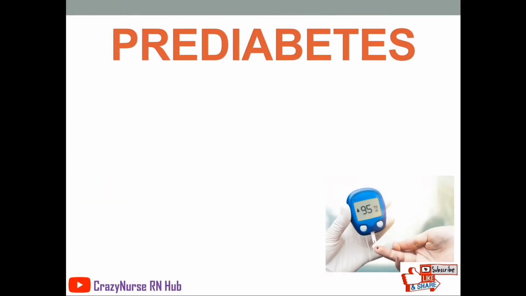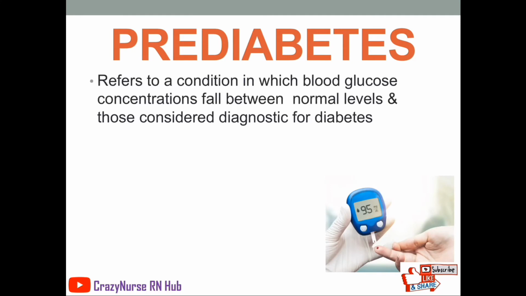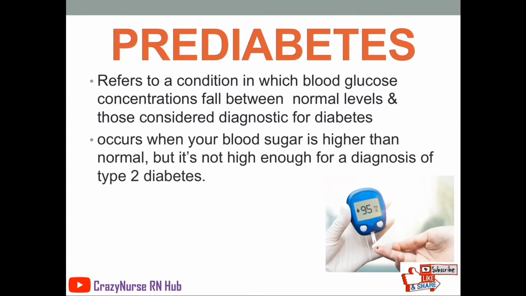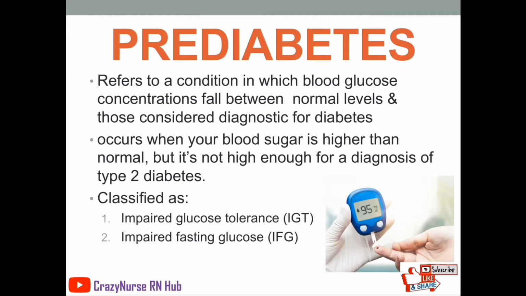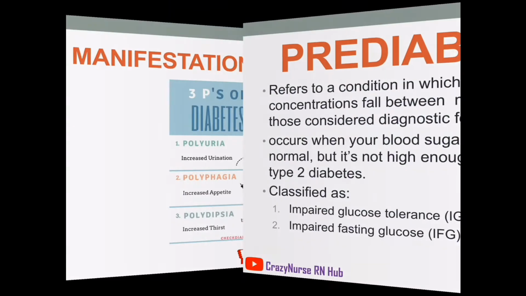Lastly, we have prediabetes. It refers to a condition in which blood glucose concentration falls between normal levels and those considered diagnostic for diabetes. It occurs when your blood sugar is higher than normal, but it's not high enough for a diagnosis of type 2 diabetes. It is classified as impaired glucose tolerance and impaired fasting glucose.